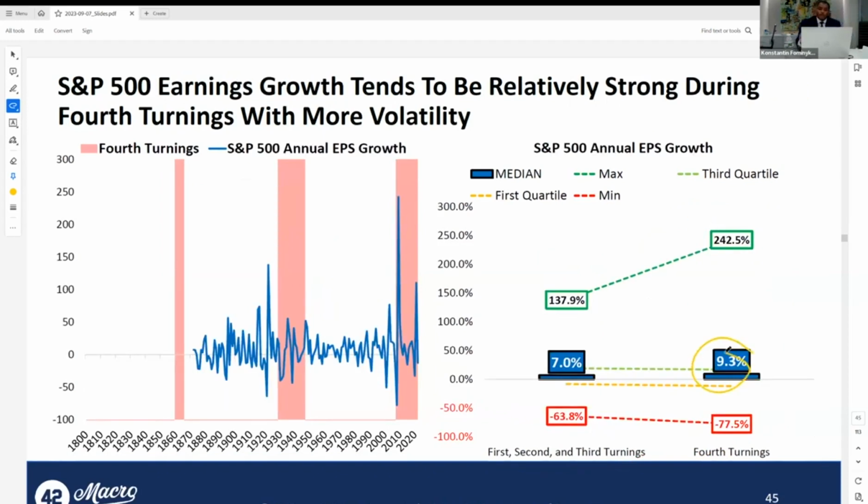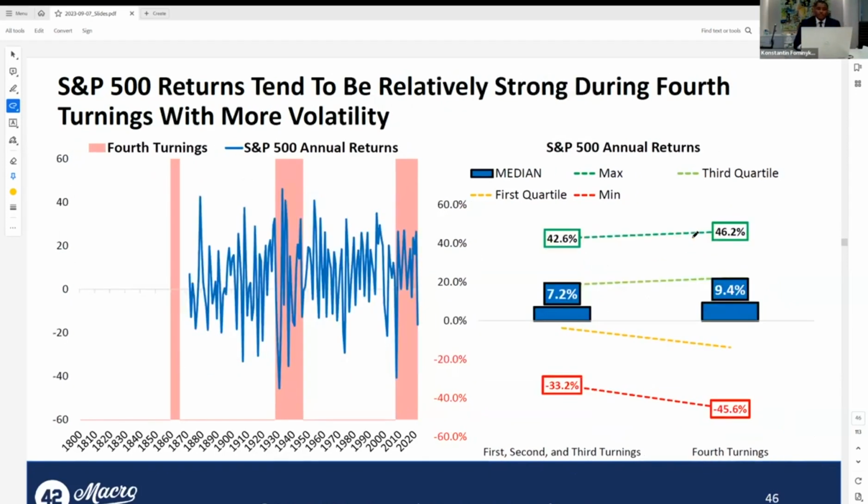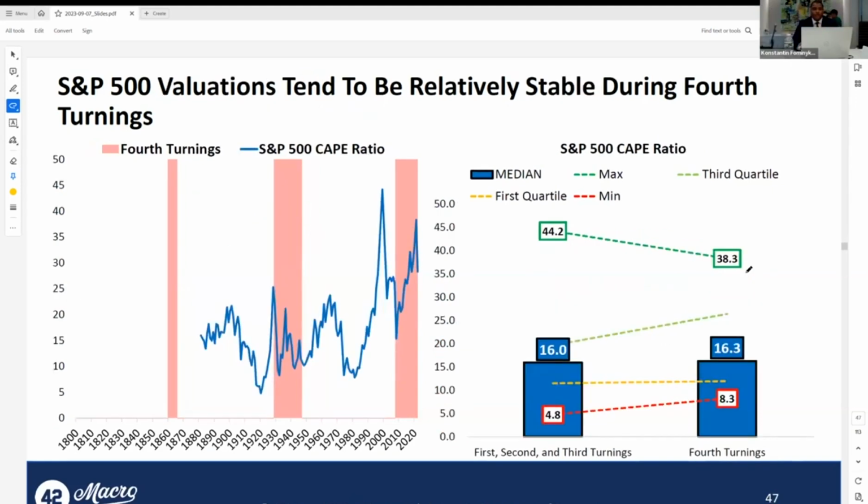You tend to get a little bit more earnings growth on a median basis, a lot more volatility, which tends to make sense. Again, fourth turnings have a lot of geopolitical implications, and we'll get to that towards the end of this presentation. S&P 500 returns tend to be relatively strong during fourth turnings as well, and so you get a little bit more return for taking along additional units of risk in these events, and we'll talk about exactly why, given sort of the decline we see in GDP growth relative to that baseline.